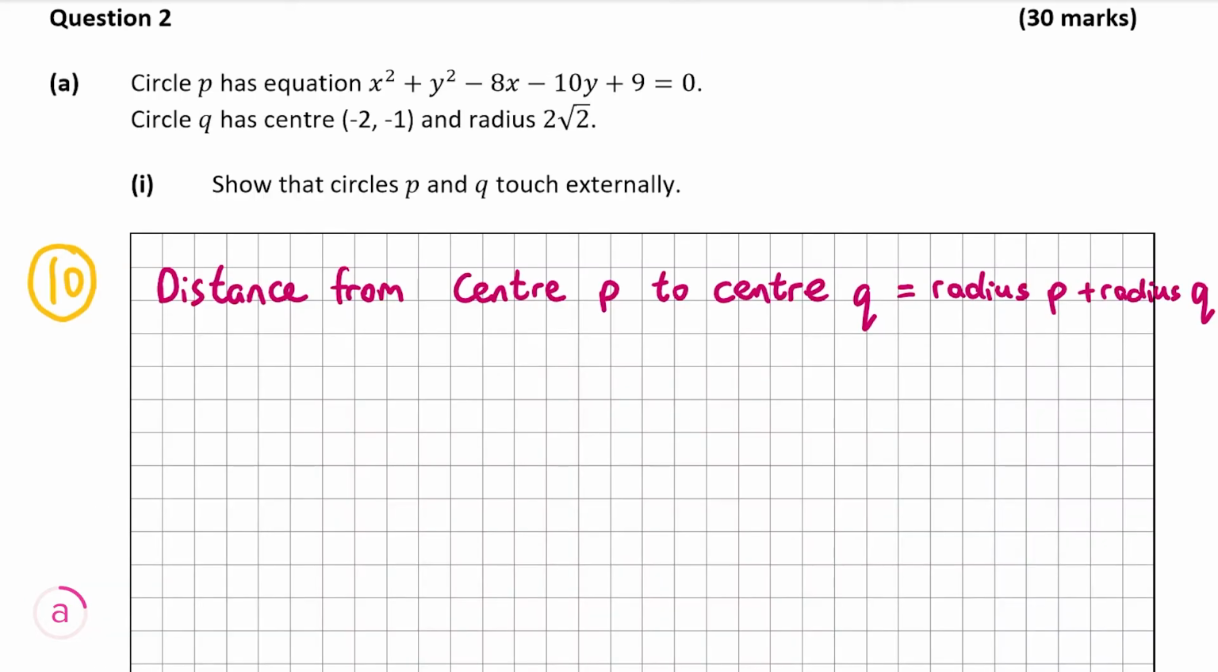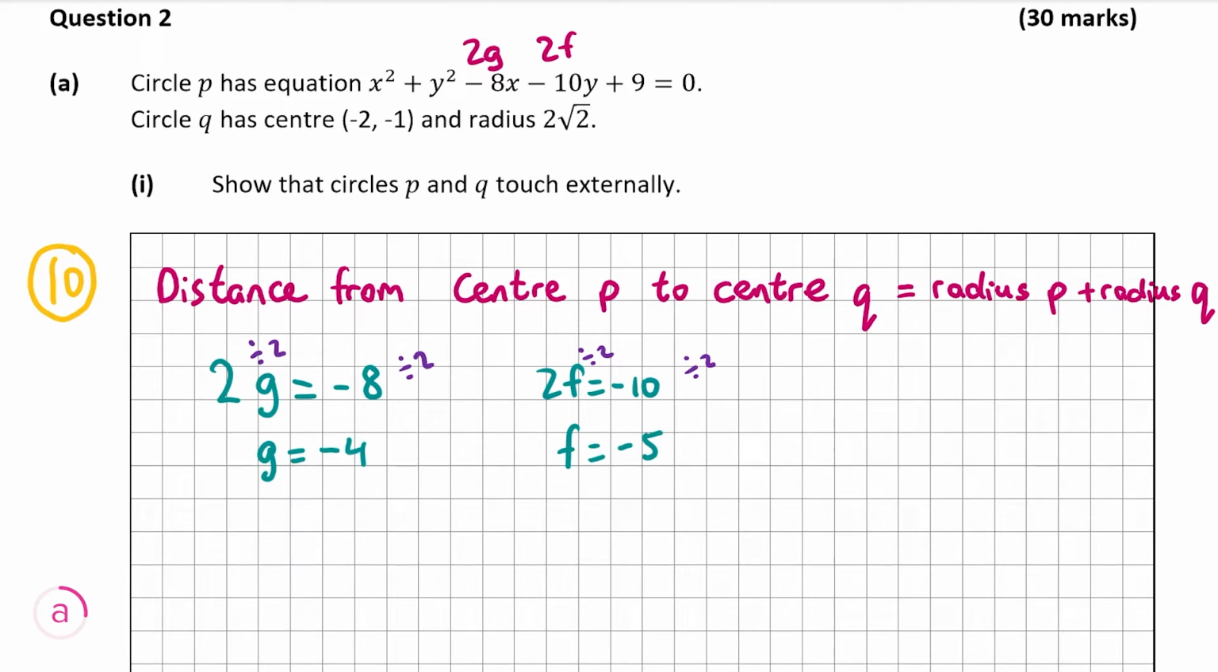And then the centre is (-g, -f). So in our case here, 2g is going to be equal to -8 and 2f will be equal to -10. So if 2g is equal to -8, then dividing both sides by 2, we get g is equal to -4. And then 2f is equal to -10, and again, dividing both sides by 2, we get f is equal to -5. But remember, the centre is (-g, -f), so -g is equal to 4, and -f is equal to 5. So therefore, the centre of P is (4, 5).